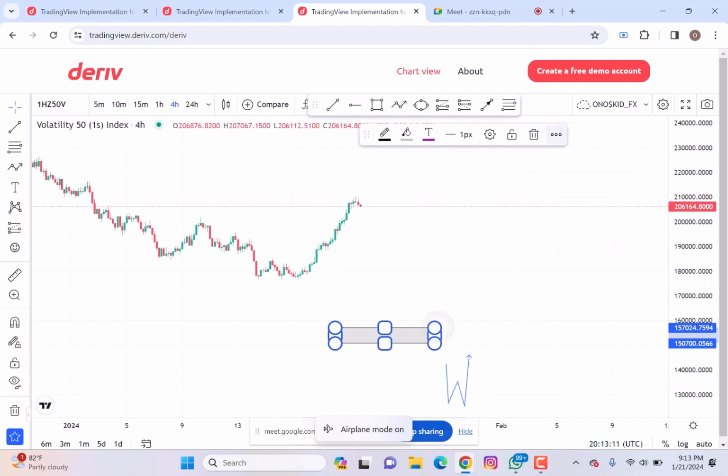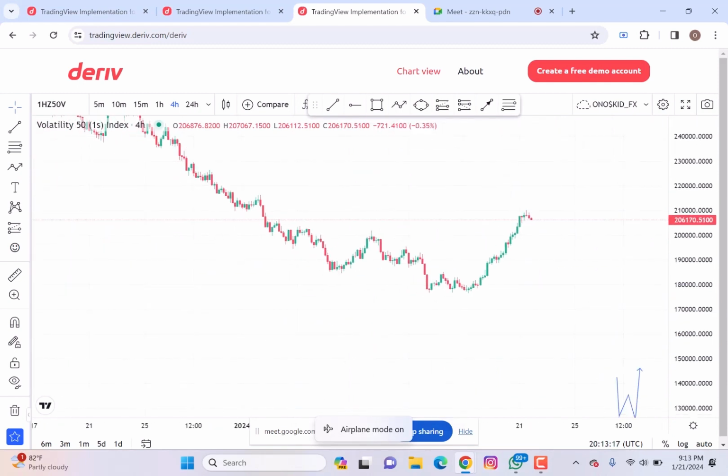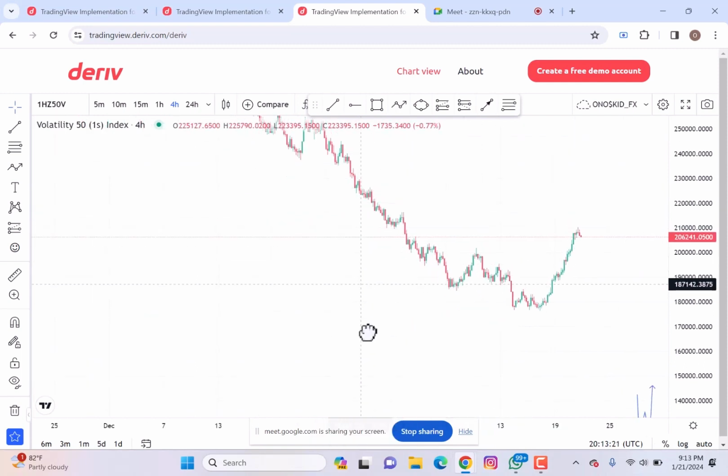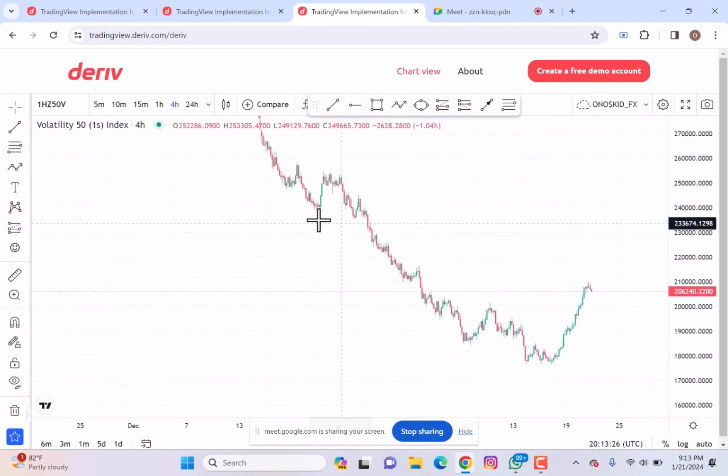Now, when you look at this chart, you will see that the market has been very bearish for a very long time. You can see the market creating a series of lower lows, lower highs, lower lows, lower highs, lower lows, lower highs. Now, this point was the recent lower high that created this lower low.